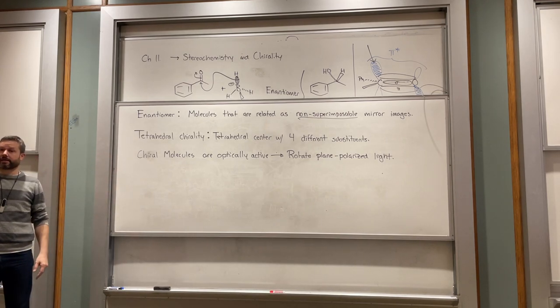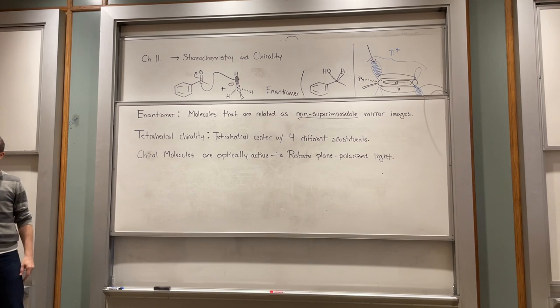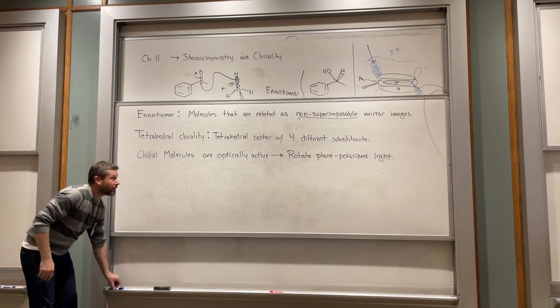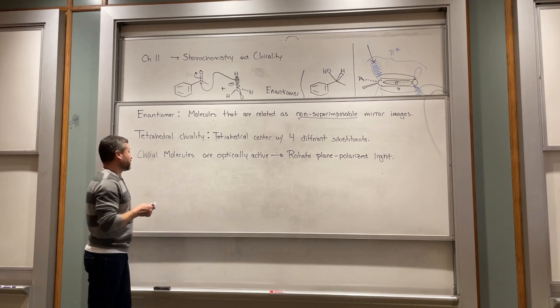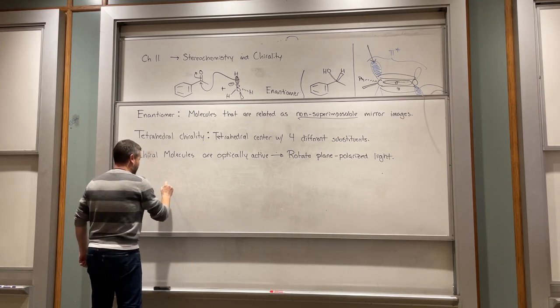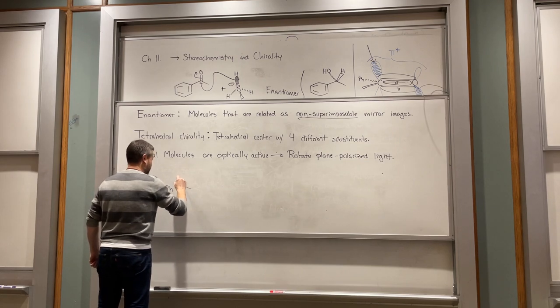They can take that light that's waving in one direction and alter it, right? So it starts to wave in another direction once it passes through. Okay, so that's the property of optical activity. In terms of enantiomers, right? So if we just take a look at the simple enantiomer.